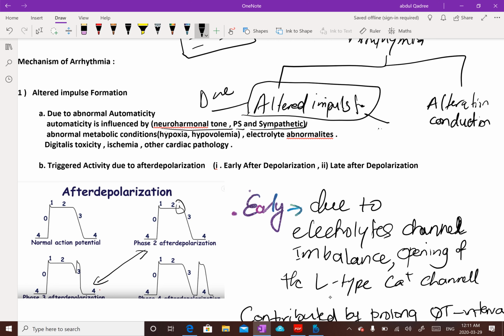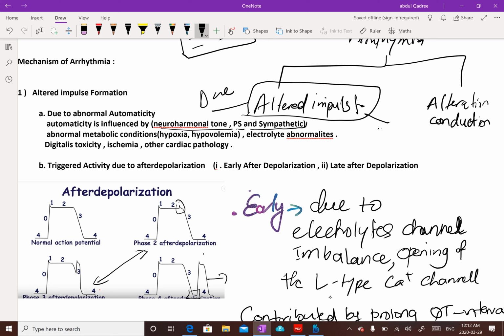That's right. So phase four, after we have completed phase three, is where the repolarization occurs. But before the repolarization completely occurs, in phase four, another electrical activity occurs, and the cell gets depolarized again. That's called late after depolarization, and that's why you can see it happening after phase four in here. That by itself tells you that this is also a reason that arrhythmias can occur. So as we say, the earlies can happen due to some abnormal electrolyte channel imbalances.